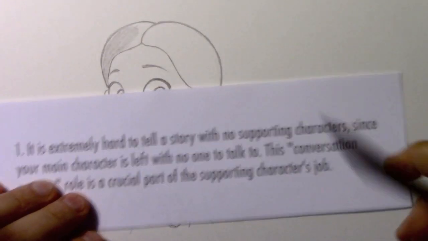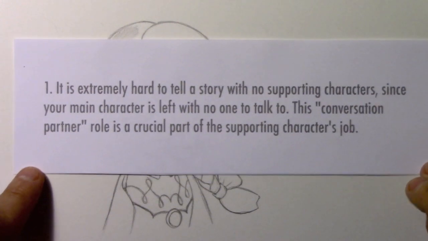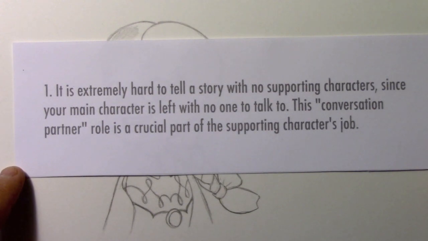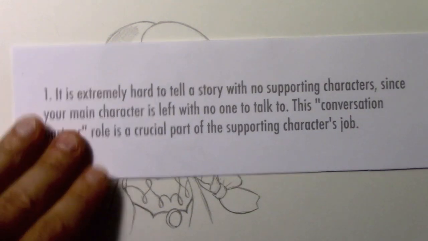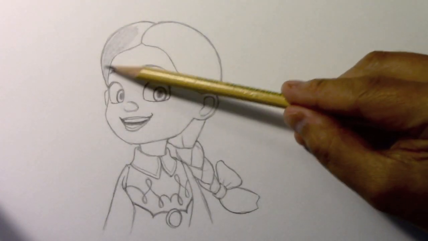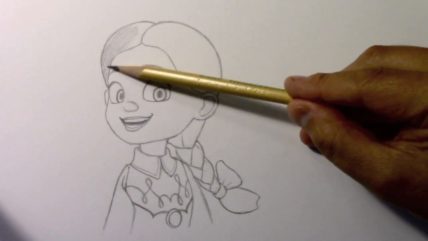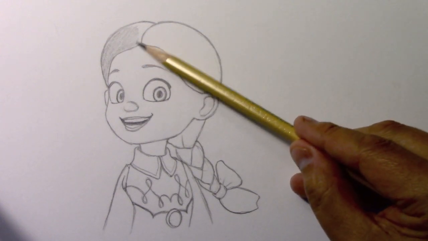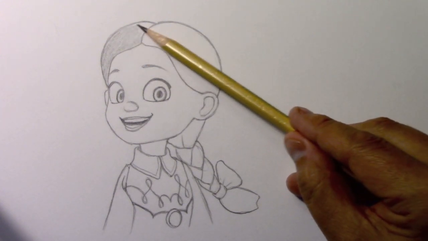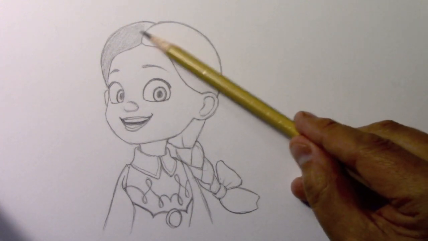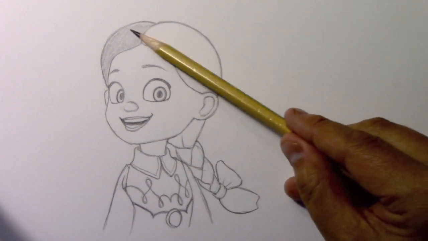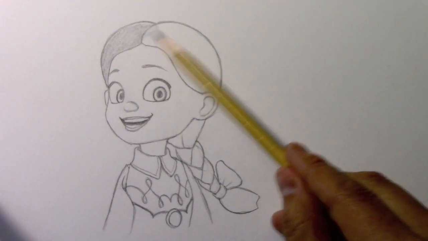Number one: it is extremely hard to tell a story with no supporting characters since your main character is left with no one to talk to. This conversation partner role is a crucial part of the supporting character's job. So yes, if you look back through the history of great stories, very few of them have just a single character. I would say Tom Hanks in the movie Castaway is the first example that comes to mind. But even in that movie, he starts talking to a soccer ball, Wilson. And that is, in a way, I think, an acknowledgement of the importance of supporting characters.